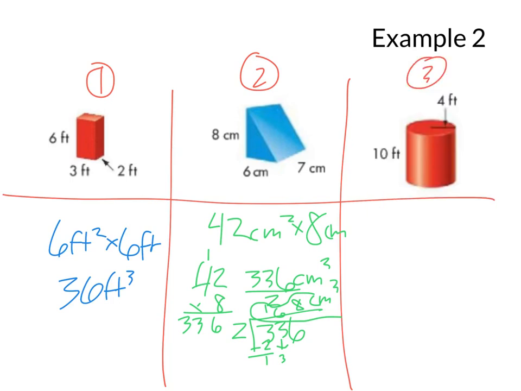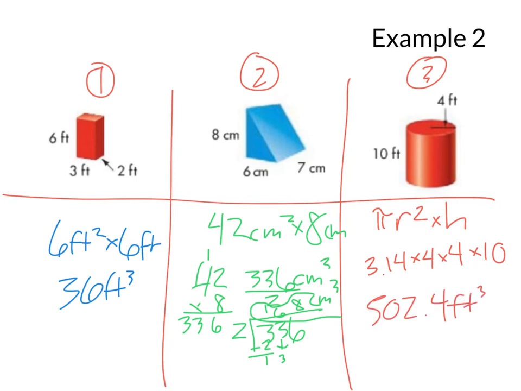Please attempt this one, and I'm going to show you how I did it in 3, 2, 1. So I'd find the area of the base, which is pi r squared, which is 3.14 times 4 times 4, and then multiply it by the height, which is 10. After I do that in the calculator, I get 502.4 feet, and I need to make sure I put a little 3 next to it to mean cubic, since I'm finding volume.